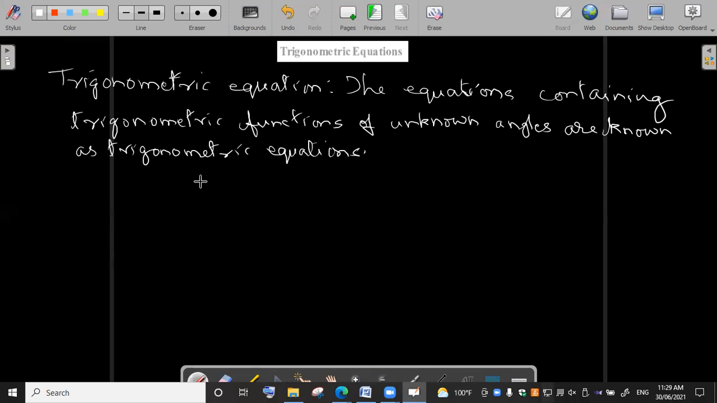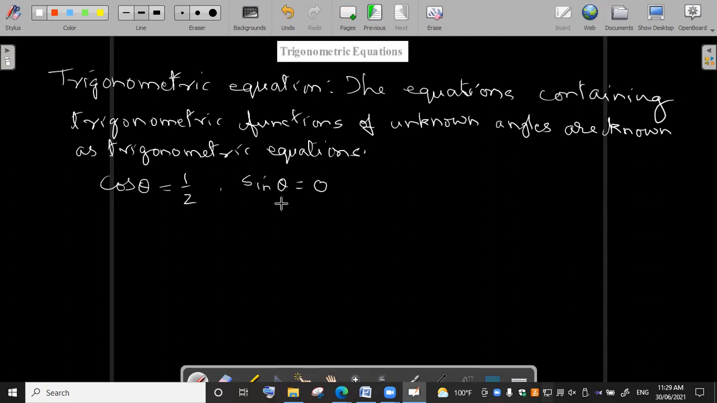For example, cos theta is equal to 1 by 2 is an equation because theta is unknown. You can see theta is unknown, but as you know the value, if it is given a standard value, that means you can easily find out the value of theta. For example, sin theta is equal to 0. You know that theta will be 0 because sin 0 degree is 0.